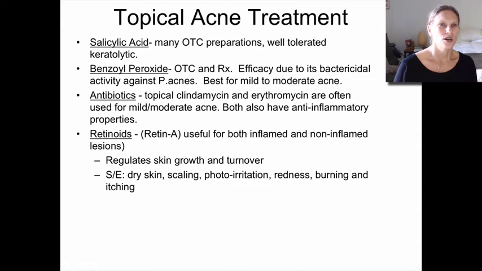So we're going to start with topical and some over-the-counter stuff. The ingredients that are useful for topical treatment are salicylic acid, benzoyl peroxide, antibiotics, and topical retinoids. Salicylic acid is pretty well tolerated, and it's just a topical keratolytic. Basically, it can take away some of that top keratin layer, and also sometimes help to open up that duct so the sebum can drain better.